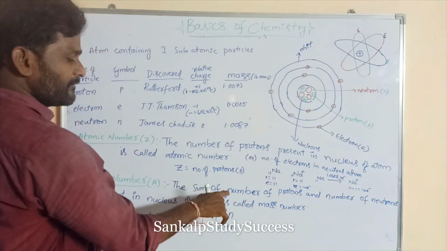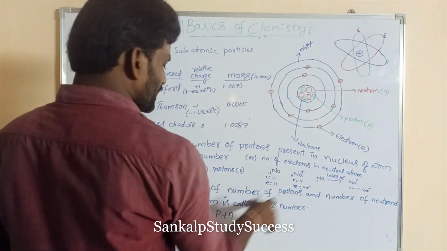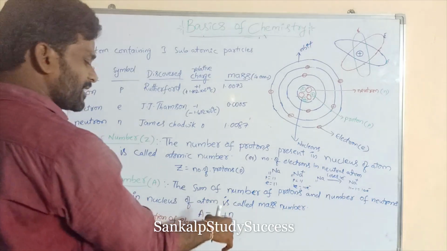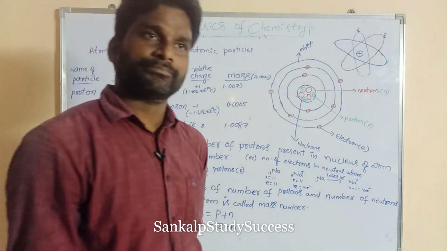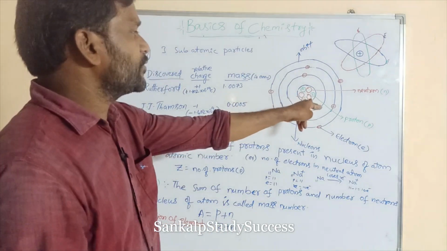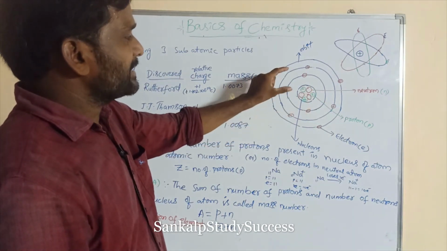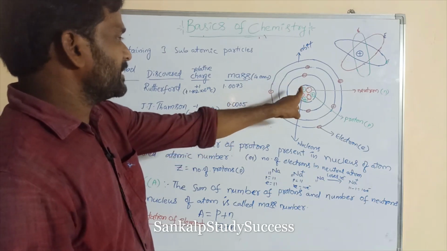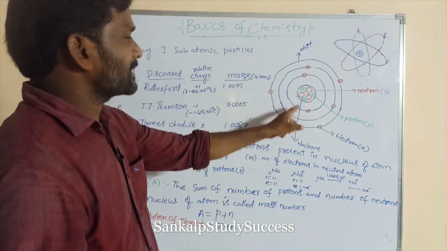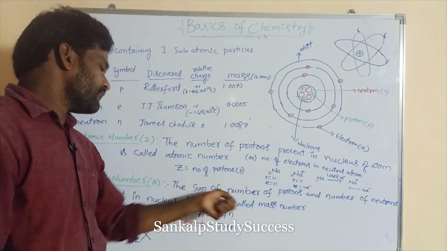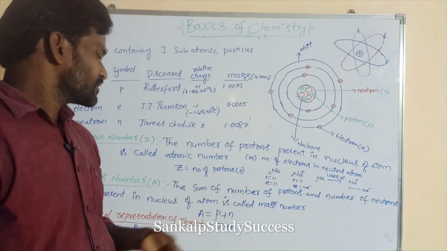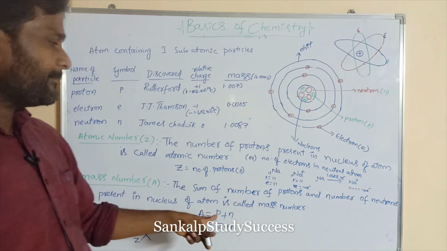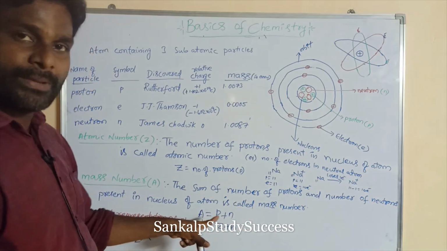The sum of the number of protons and the number of neutrons present in the nucleus of an atom is called the mass number. So protons and neutrons are present in a nucleus. So mass number is represented by A. So A is equal to P plus N.